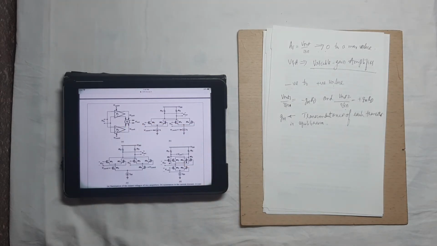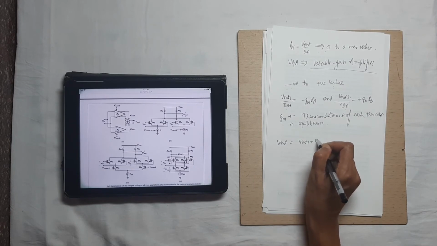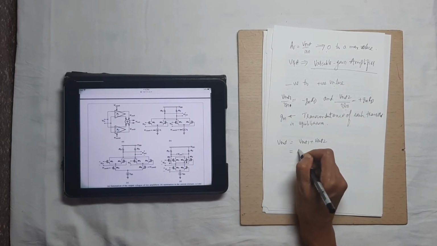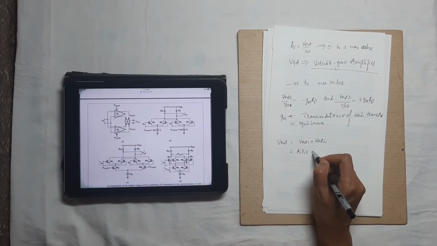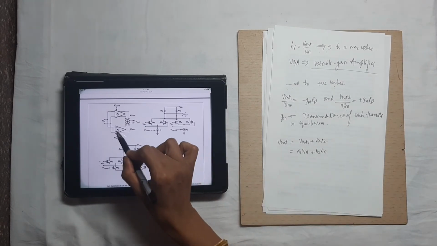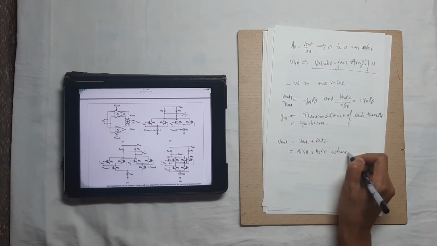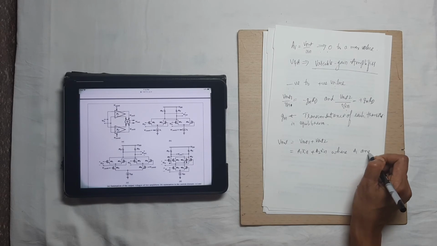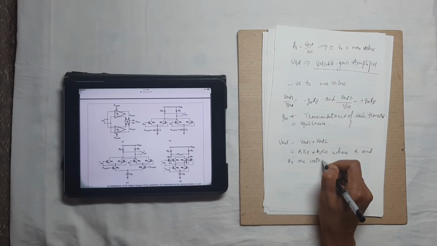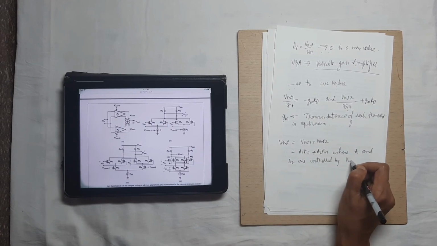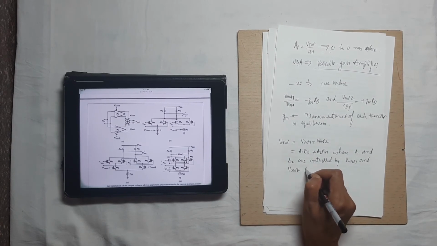Here from this particular circuit, Vout can be written as Vout equals Vout1 plus Vout2, and this is equal to A1 into Vin, where A1 is the voltage gain of the first amplifier. Similarly, A2 into Vin, where A2 is the voltage gain of the second amplifier, where A1 and A2 are controlled by Vcont1 and Vcont2 respectively.